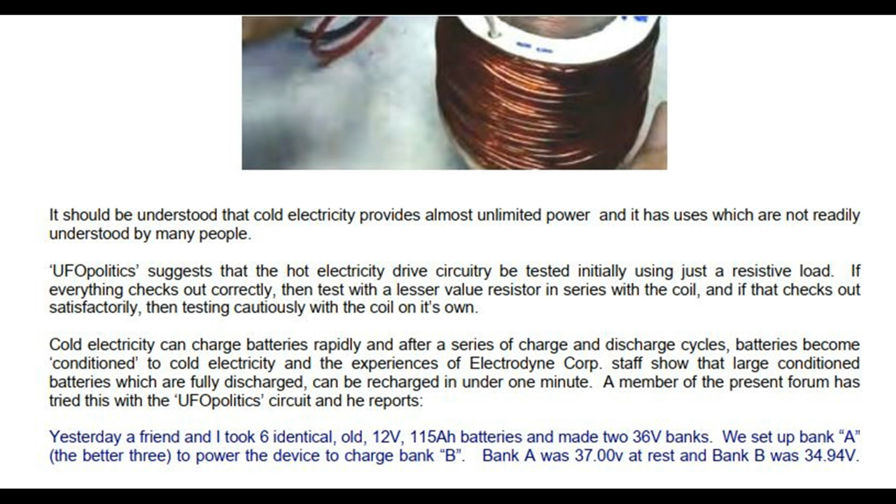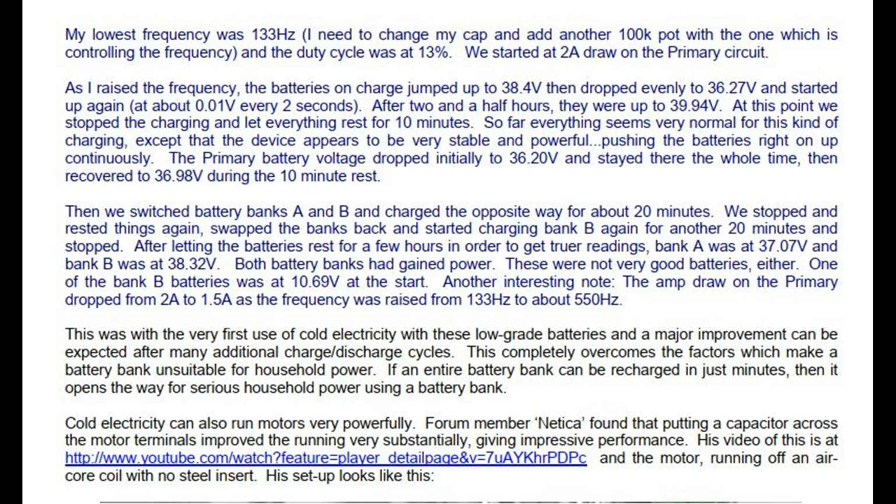Bank A was 37.00V at rest and bank B was 34.94V. My lowest frequency was 133 Hz, I need to change my cap and add another 100K pot with the one which is controlling the frequency, and the duty cycle was at 13%. We started at 2A draw on the primary circuit. As I raised the frequency, the batteries on charge jumped up to 38.4V, then dropped evenly to 36.27V and started up again, at about 0.01V every 2 seconds. After 2.5 hours, they were up to 39.94V.